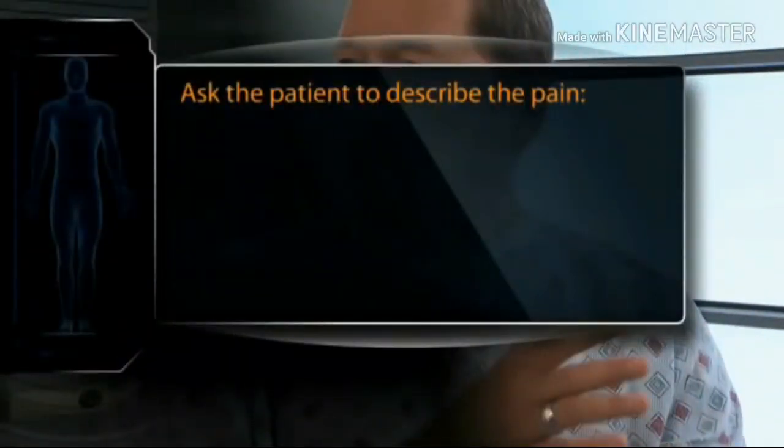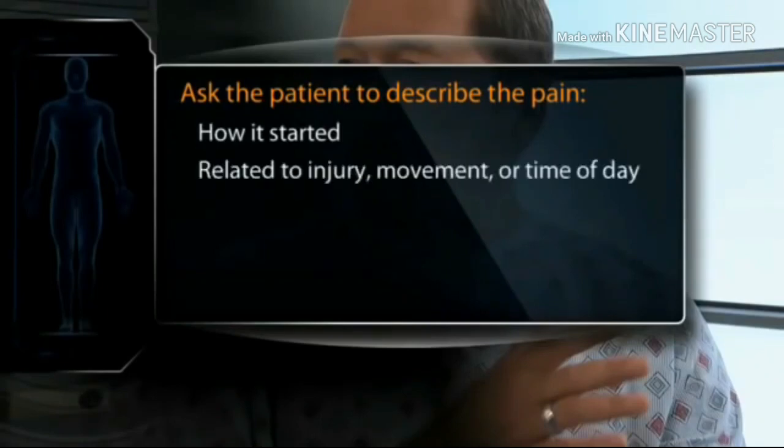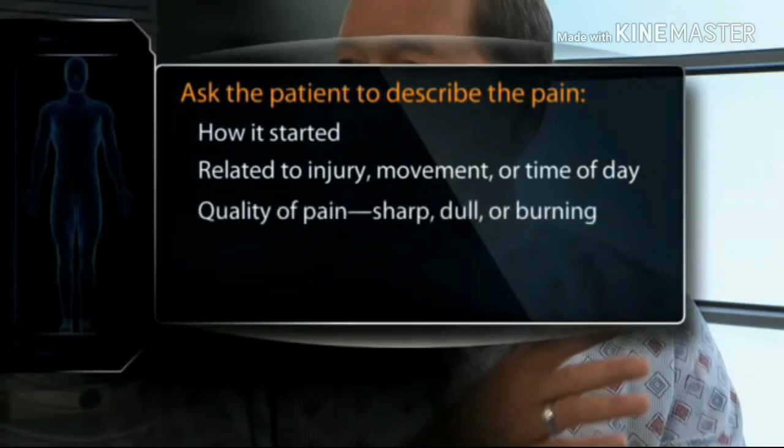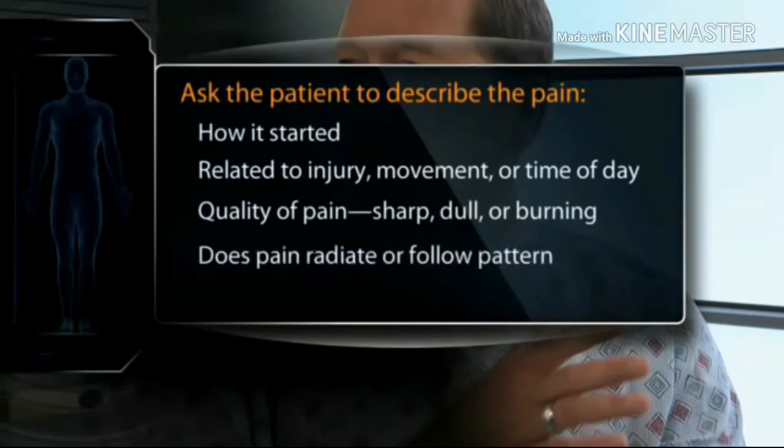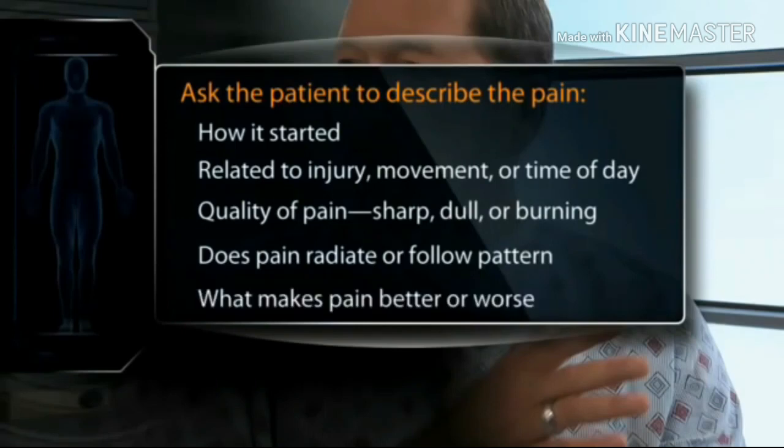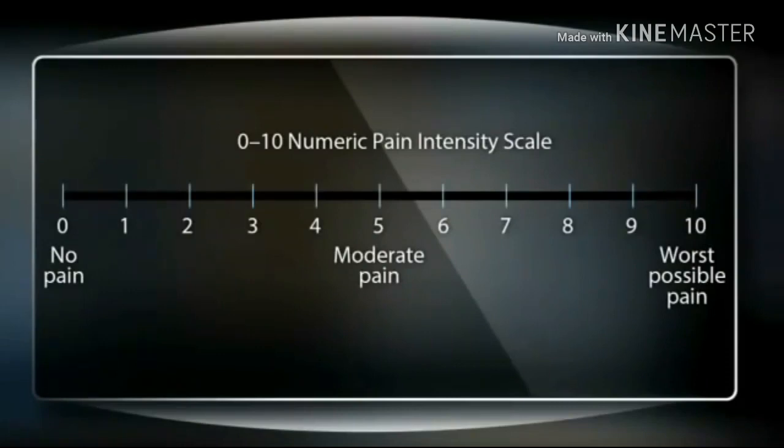Ask the patient to describe the pain and how it started, and whether it is related to a site of injury, movement, or time of day. Identify the 7 features of the patient's pain. Also ask about the quality of the pain: sharp, dull, or burning. Ask if the pain radiates or follows a particular pattern. Ask what makes the pain better or worse.